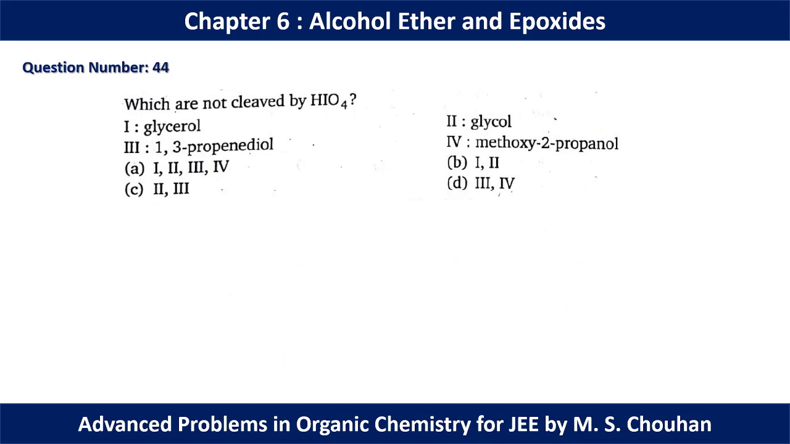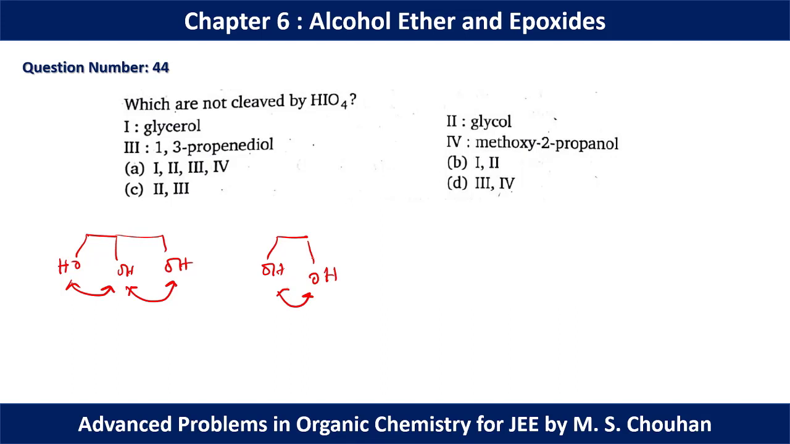In question number 44, which are not cleaved by HIO4? If we start with glycerol, glycerol is like this, OH, again CH2OH. So we have a 1,2-diol, again we have a 1,2-diol. So it can be oxidized by HIO4.